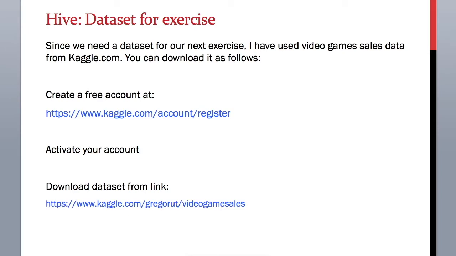So for this exercise, we have chosen video game sales data, and you can get it from a website called kaggle.com. Now it offers this data set free, so you can go ahead and create an account on this website. Activate your account. They will send you an email to activate the account. Make sure you give the right email address. Once your account is activated, you can download the data set following this link.